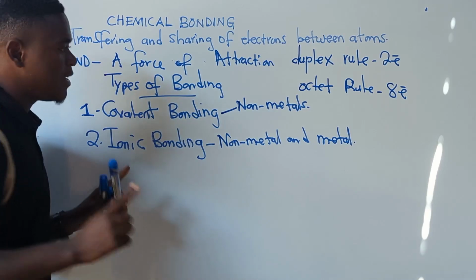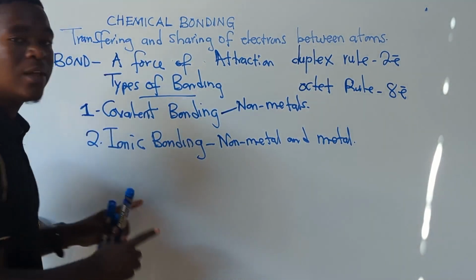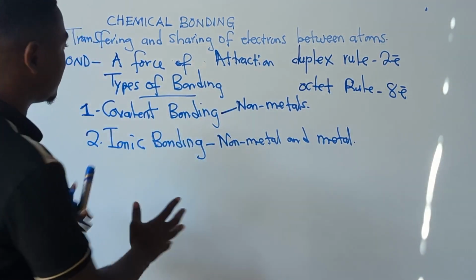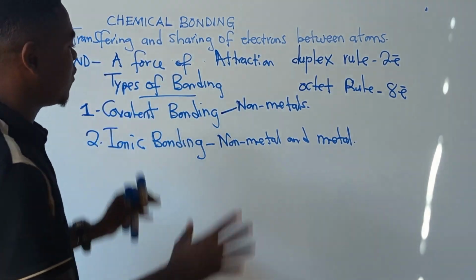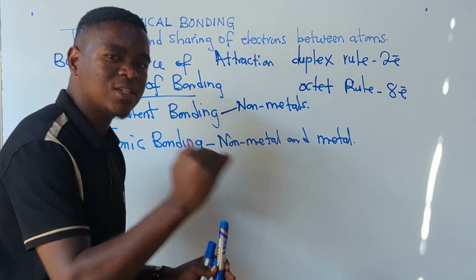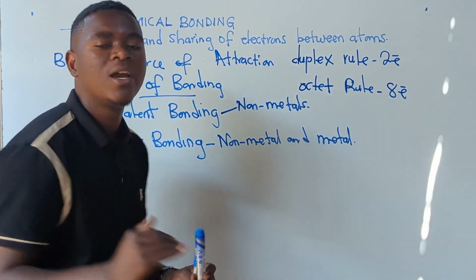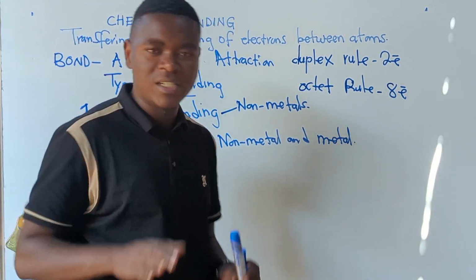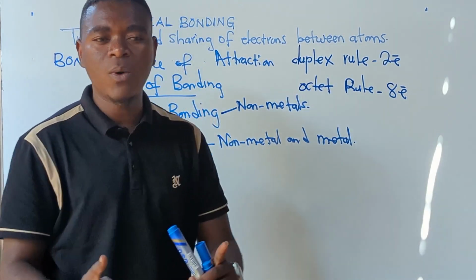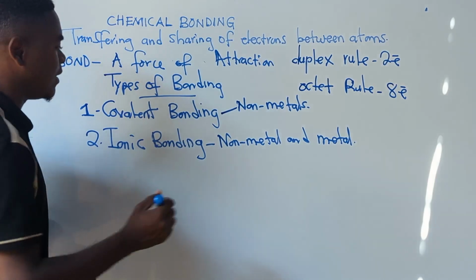So this is just lesson 1, introduction to chemical bonding. I just want to give you these 3 types of bonding so that even as we explain them, you already have the foundation. We are yet to go deeper than this.